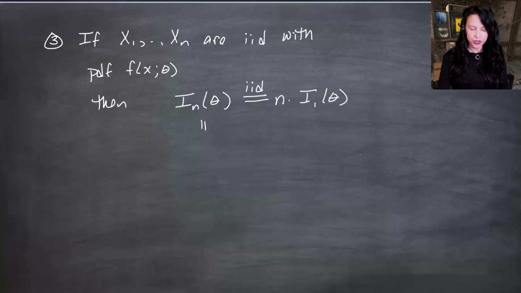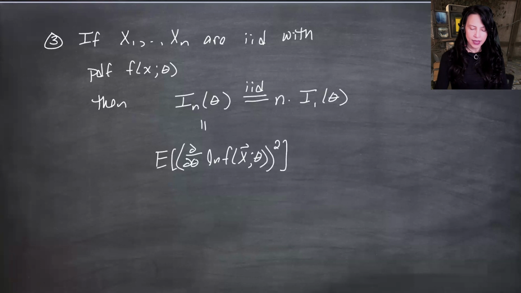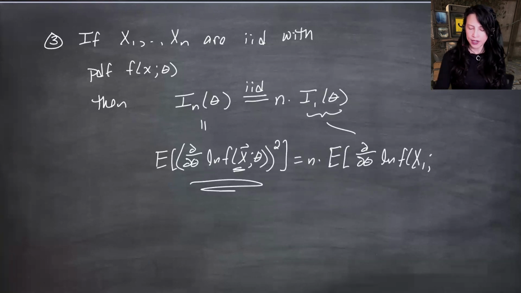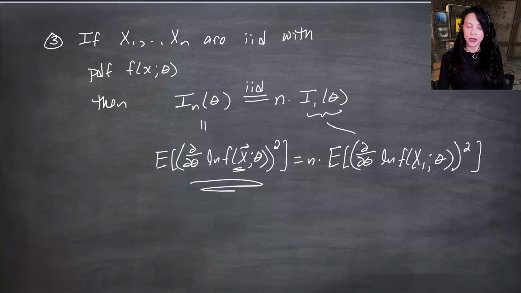This Fisher information is the expected value of the derivative with respect to theta of the log of f of the vector x and theta, all squared. And then this one-dimensional Fisher information is just this, but with an X1 in there, not a whole vector. X1 or X2 or X5, they're all IID, so it doesn't matter which one you look at. So in the IID case, you can compute an expectation involving just one of the X's.